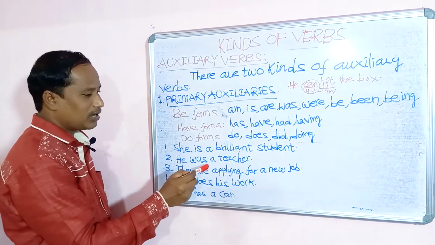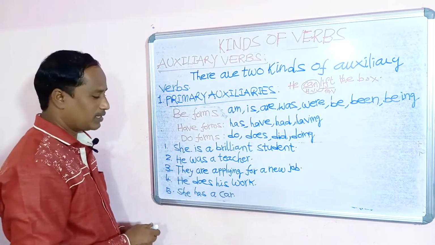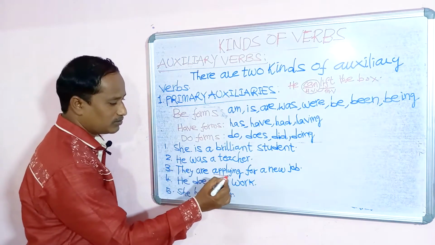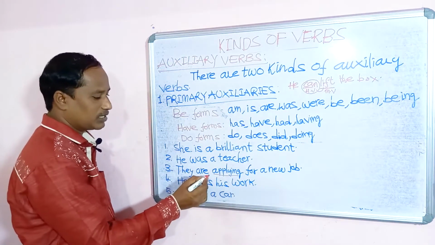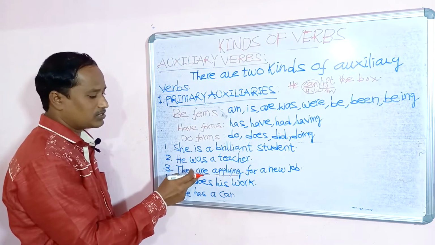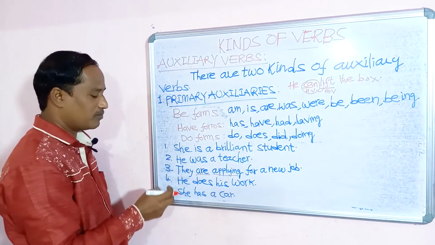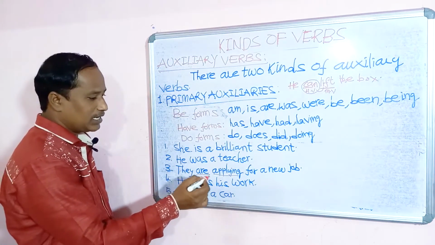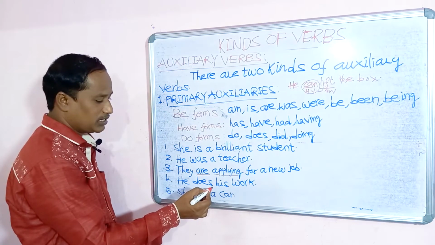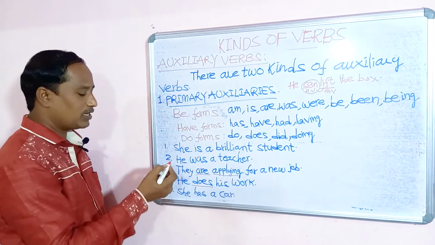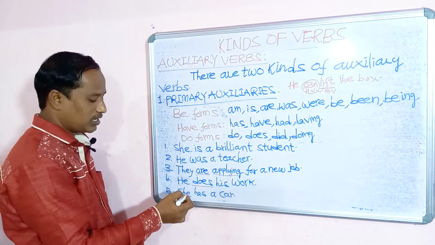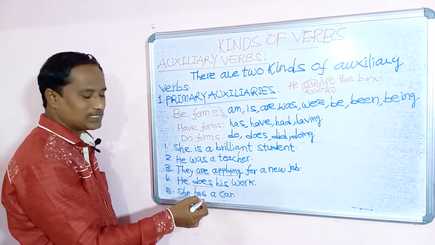Next, they are applying for a new job. So in this sentence, one is the main verb and another one is the helping verb or auxiliary verb. So here "are" is considered a primary auxiliary or B form. Next, he does his work. So in this sentence also, what is the primary auxiliary? "Does". So next sentence, in the last sentence, we can understand that she has a car.